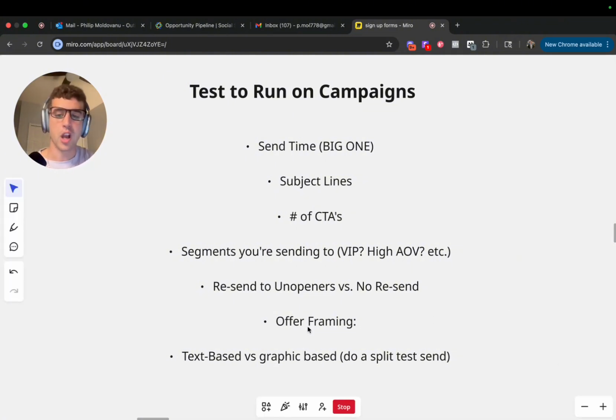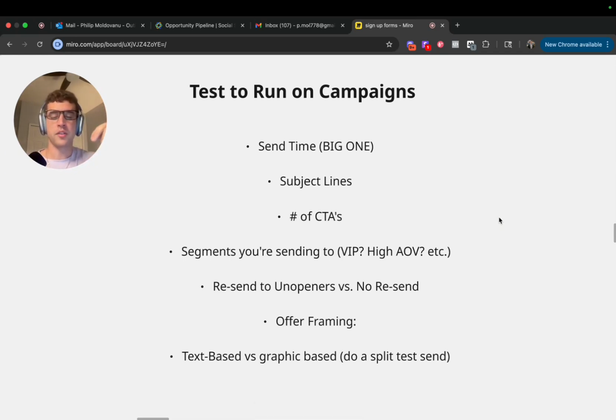Also here, the offer framing. So how are you actually presenting the offer? If you're announcing a new product, run an A/B test on these campaigns and have slightly different variations in how you announce it and the verbiage you use and how you build excitement, right? And the emotional triggers you're using. Like, test everything.